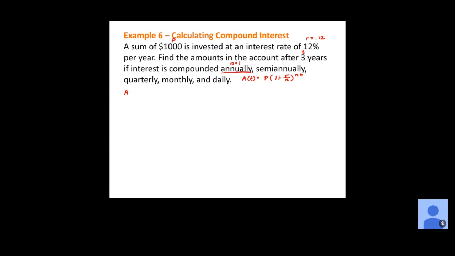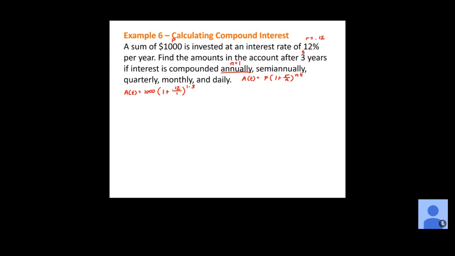All right, so now I'm just going to substitute everything in. We're going to have A of t equals our P value is 1,000 times 1 plus our R value is 0.12 over N, which is 1. And then our exponent's going to be N times T, which is 1 times 3. Any questions about the setup for that one? Okay. Now it's up to you.